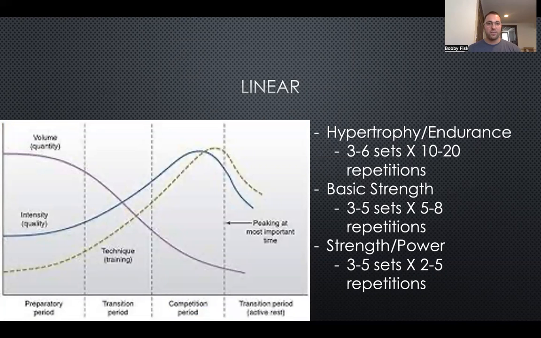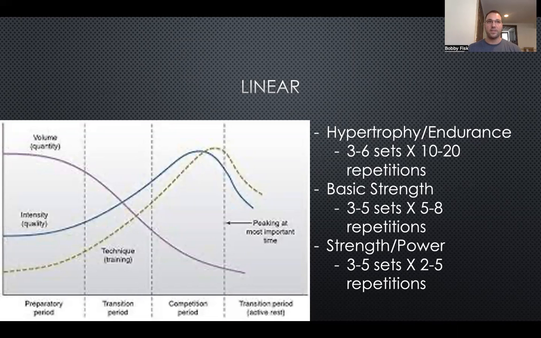The first periodization model we'll talk about is linear. And this is originally from Matveyev and has been probably the most widely used and widely known model of periodization. We start with higher volume, lower intensity, and work through the different phases that are listed on the right. As we progress through those, volume drops, intensity raises, all to peak at the end of that quadrennial, that big macro cycle for the Olympics.